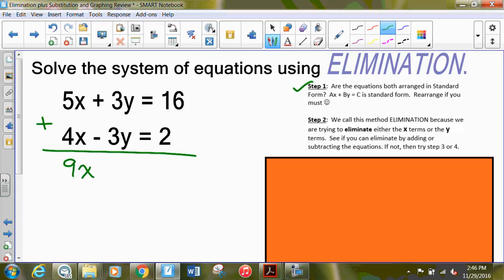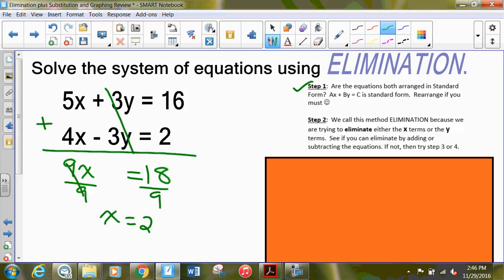If you put 3 minus 3 in your calculator, or 3 plus a negative 3, you're going to get 0. It's gone. We eliminated the terms with the y in it. We bring down our equal sign. 16 plus 2 is 18. And now we have a simple equation that we can solve. We go ahead and divide both sides by 9, and we get x is equal to 2.